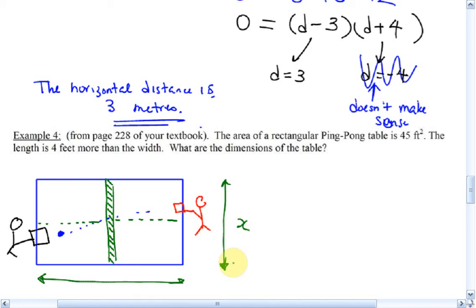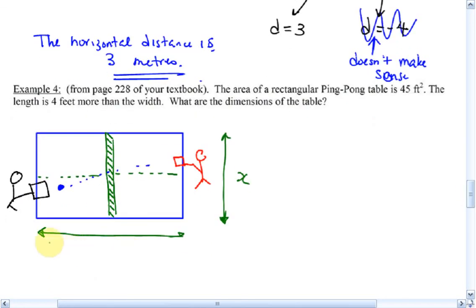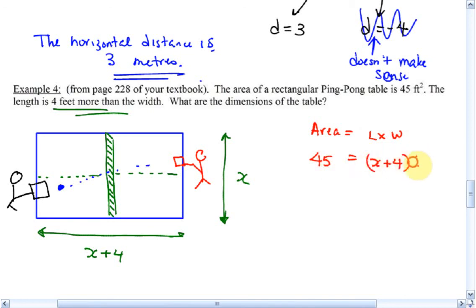45, x squared is equal to x plus 4 times x. Yeah, so here's your x for your width. And then Isabel says, hey, the length should be just x plus 4, because the length is 4 more than the width. Then Isabel said, let's look at the area. So area equals length times width. The area is 45, the length is x plus 4, the width is x, and pretty much you're set to go.